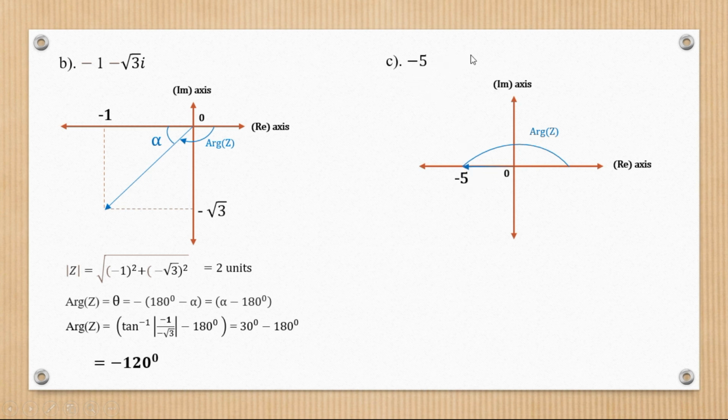And then in this case, the imaginary part is equal to 0, so this is where it's going to be. Our complex number line is just going to be this line right here. Since we are finding the argument of z, it can be found directly. We simply move from here to there. As usual, the modulus of z is equal to 5 units, but the argument of z can be directly seen and is equal to 180 degrees.